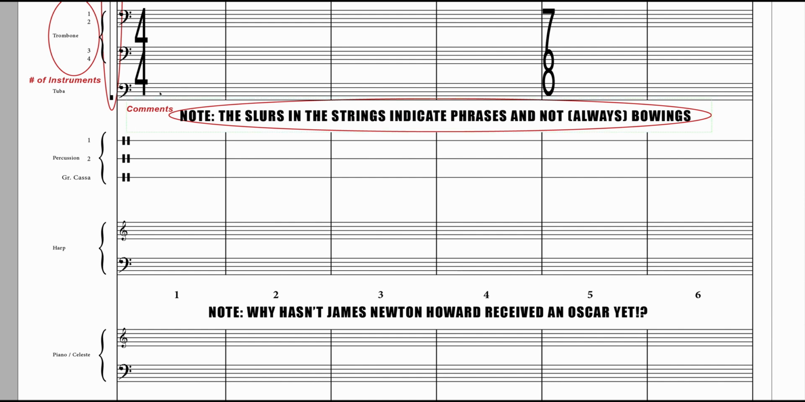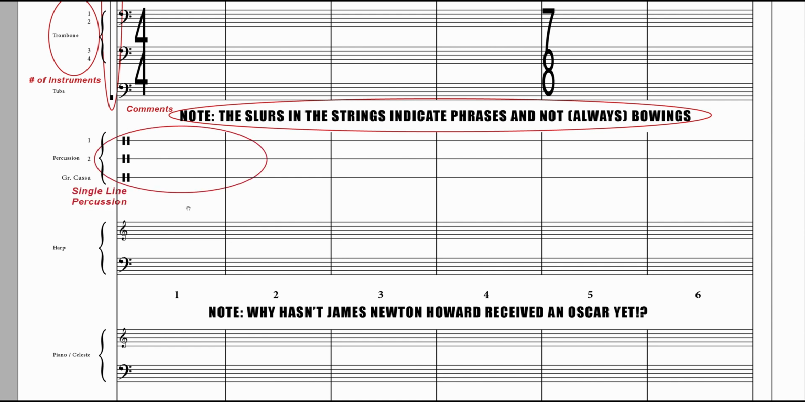This is kind of like a comment, a note. The slurs and the strings indicate phrases and not always bowings. So this is an example of that. And you can basically go ahead and put that pretty much anywhere you feel you need to. You just have to go ahead and make room for it in your layout.